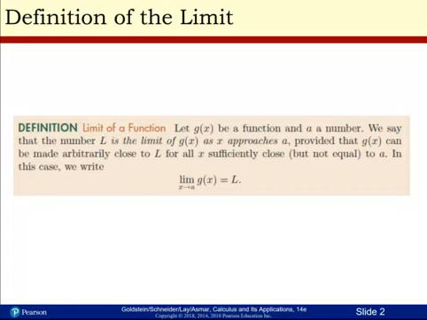Let g of x be a function and a be some number. We say that the number L is the limit of g of x as x approaches a, provided that g of x can be made arbitrarily close to L for all x sufficiently close but not equal to a. In this case, we write the limit as x goes to a of g of x equals L.